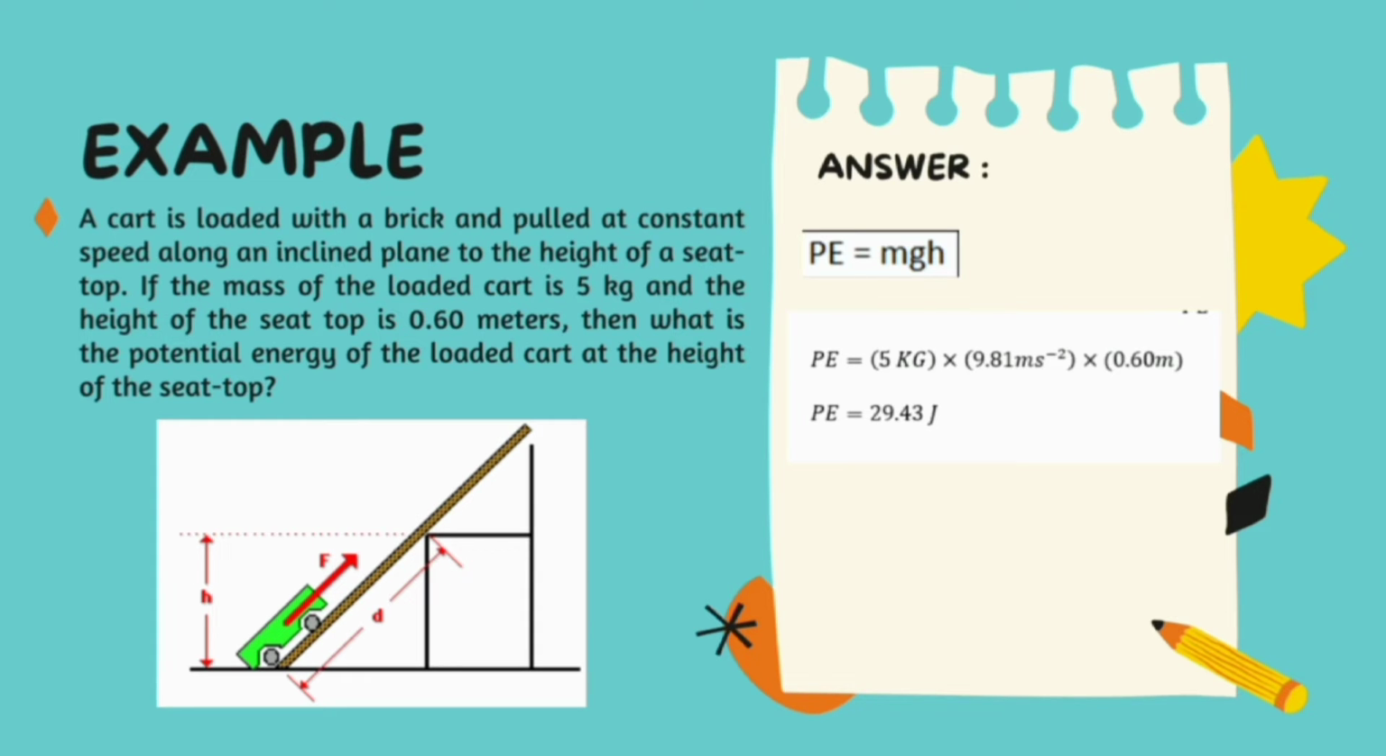To solve this question, first we need to use the potential energy formula, which is PE equals mgh. Based on our question, our mass is 5 kg multiplied by gravity, which is 9.81, multiplied by height, which is 0.60 meters. When you calculate that, we get the potential energy, which is 29.43 joules.